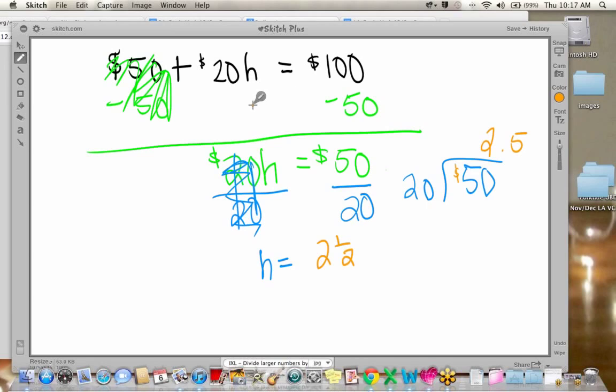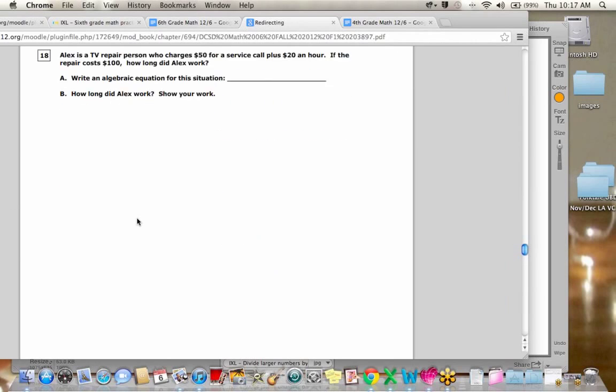Okay, so there's a lot of different ways you can think through this problem, and that was perfect. I showed you kind of a new strategy that you might use in the future called solving algebraic equations using the inverse operation. Okay, moving on.